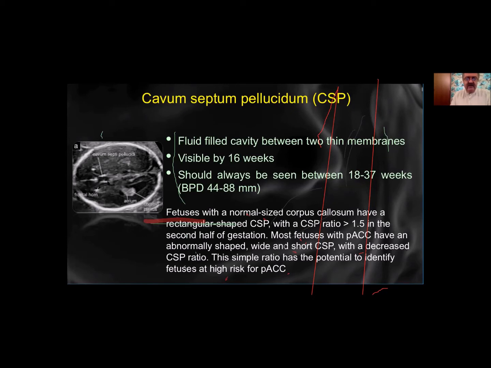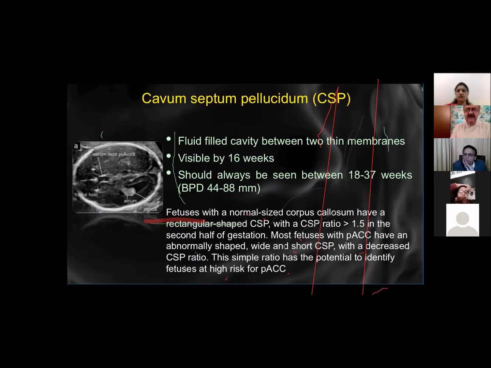It's rectangular, has prominent walls, and usually is twice as long as wide. And if it's not got these details, then you see there's an abnormality, and it should always be seen by about 20 weeks. But definitely, we end up seeing most of these by 18, 19 weeks, and therefore we look for it at the time of the anomaly scan.